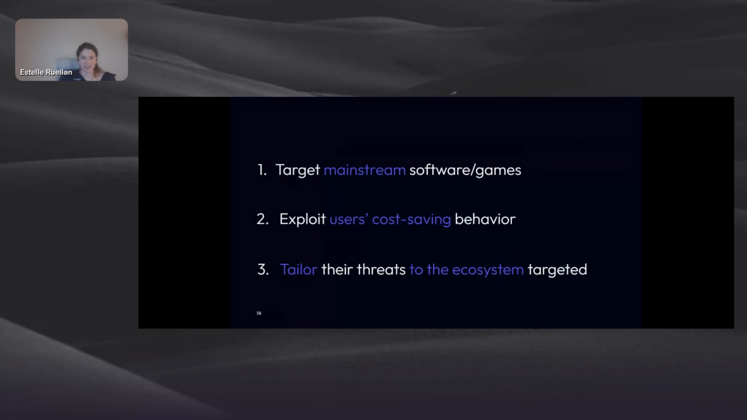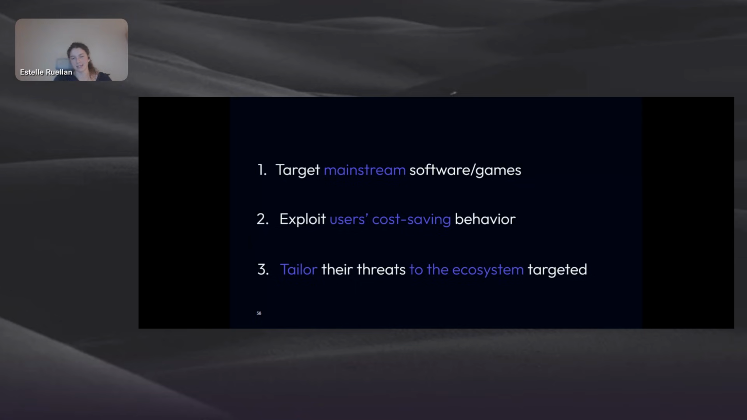And those simple tactics can be summed up in three key insights. First, they target mainstream software and games. This works so well because if you target something mainstream, then many people know it, and then you're most likely to have many victims. The second point is to exploit users' cost-saving behaviors. It's inherently human to want to save money, or at least not spend it too outrageously. And so usually when you're human, you're going to first try to find a free or lower cost alternative, even if sometimes it's at the cost of your very own security.